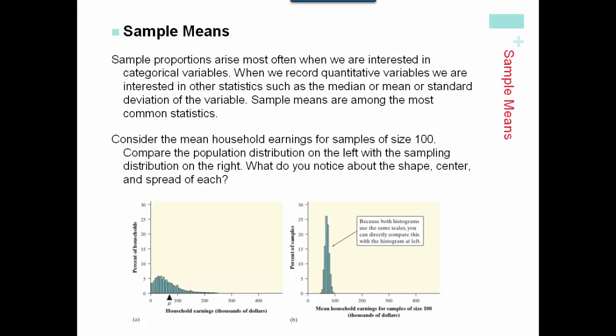Sample proportions arise most often when we are interested in categorical variables. When we record quantitative variables, we are interested in other statistics, such as the mean, median, or standard deviation of the variable. Sample means are among the most common statistics. Consider the mean household earnings for samples of size 100. Compare the population distribution on the left with the sampling distribution on the right. What do you notice about the shape, center, and spread of each?